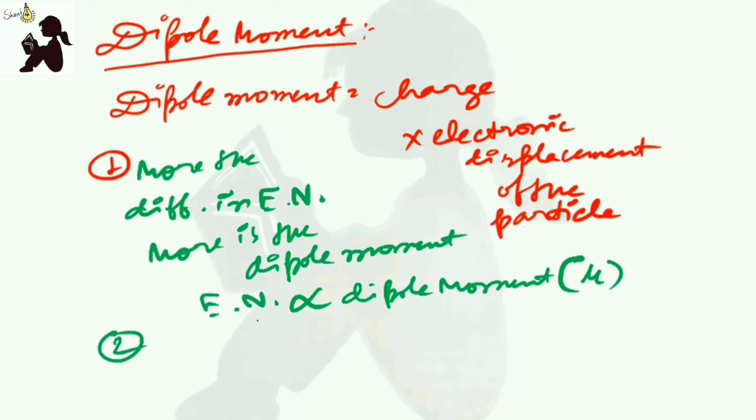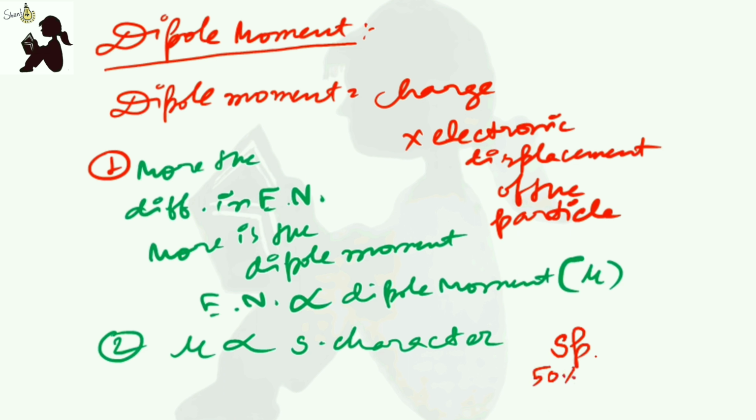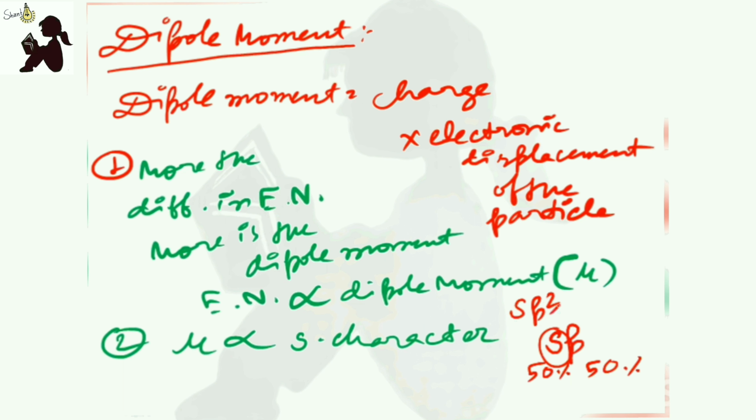Next, mu is directly proportional to our S character. Now many of you don't know what is S character. Suppose there is a molecule of hybridization sp, so it has 50% S character, 50% P character. So this is called S character. For sp3 it will be 75% P character, 25% S character, like that.